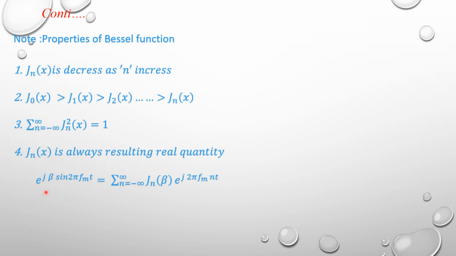The equation is e to the power j beta sine 2 pi fm t, which is equal to the summation from n equal to minus infinity to infinity of Jn of beta times e to the power j 2 pi fm n t. So Jn of x always results in real quantities.